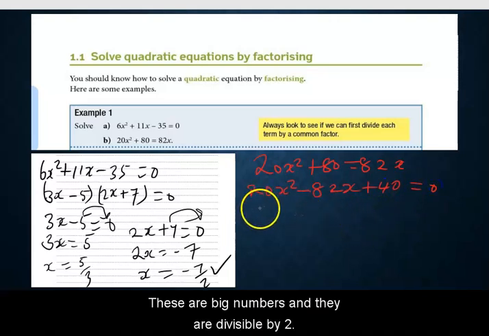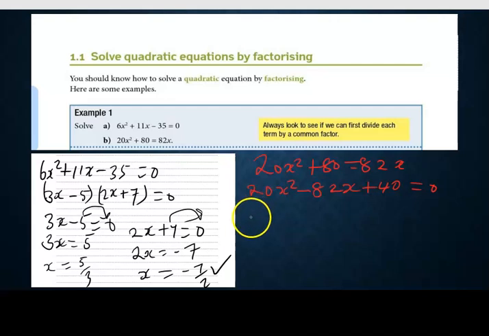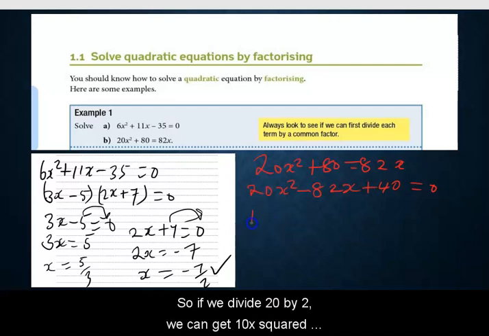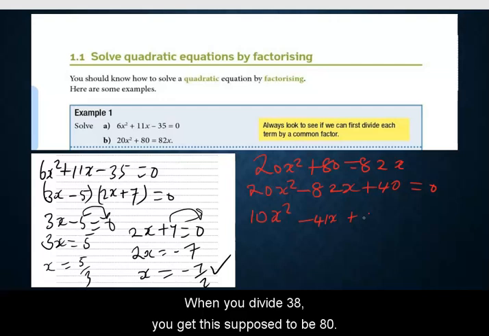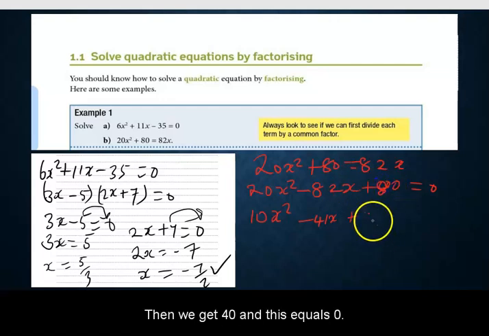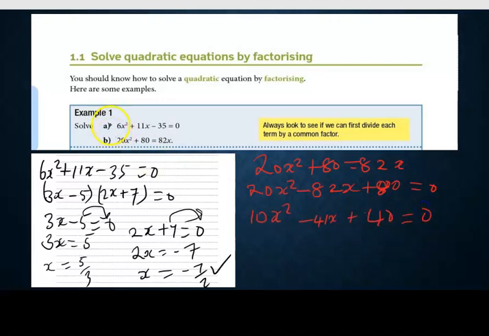These are big numbers and they are divisible by 2. So if we divide 20 by 2, we get 10x squared minus 82 divided by 2, that gives us 41x plus, when you divide 80, we get 40, and this equals 0.